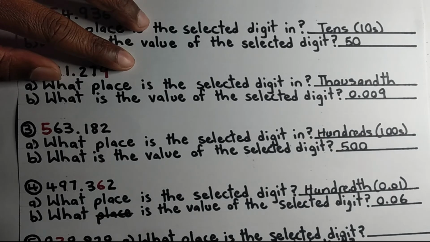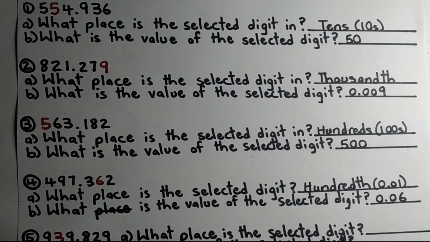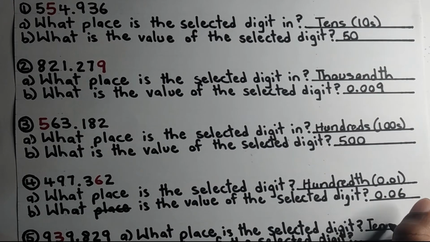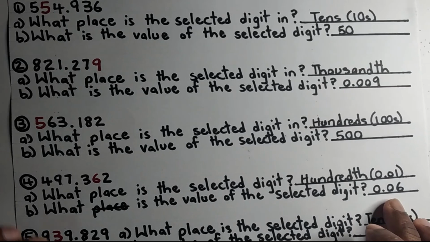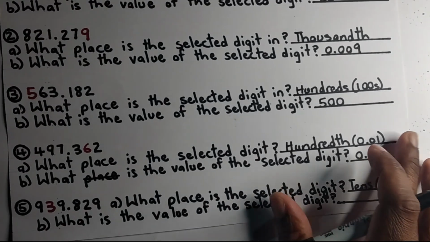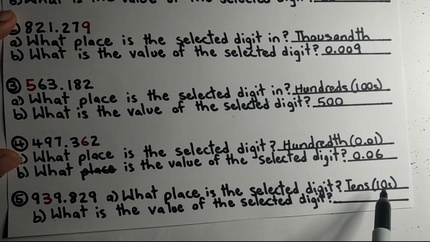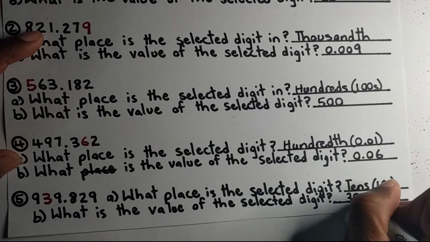Then here we have the 5th question. This reads as 939.829. Part A, what place is the selected digit? The place again, so we're looking to the left. The first place is ones, then we have tens. So this 3 falls in the tens place, and we can represent that in numeral form also. Then, what is the value of the selected digit? Again, we multiply the digit by its corresponding place value. So 3 times 10 gives us 30.